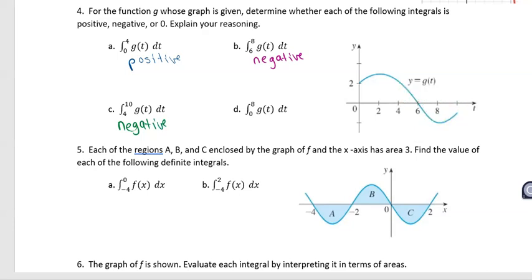Let's look at the next one. The integral from 0 to 8. So it's all of this and all of this. So this is the same kind of idea again, where you have some positive and some negative. But the positive piece looks much larger to me. So I'm going to say this one is positive because we're looking at more above the x-axis than below the x-axis. Let's look at the next one.